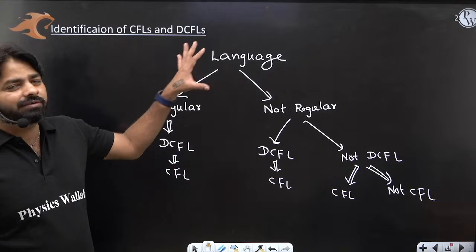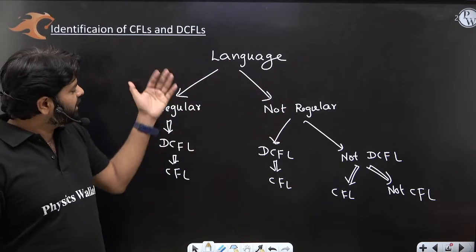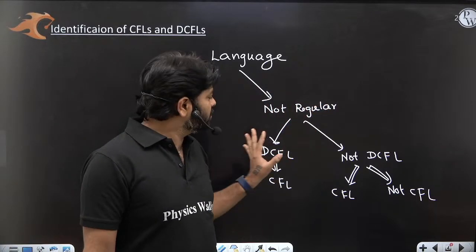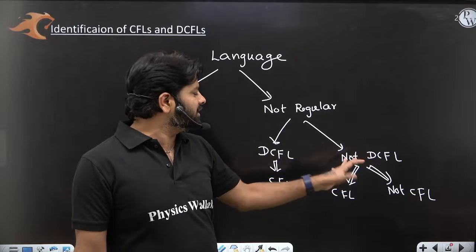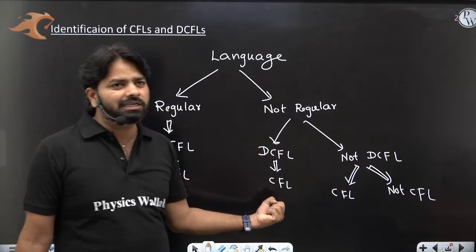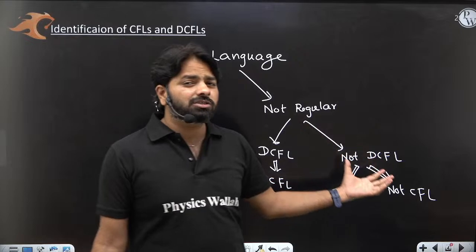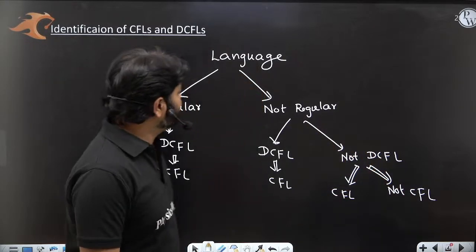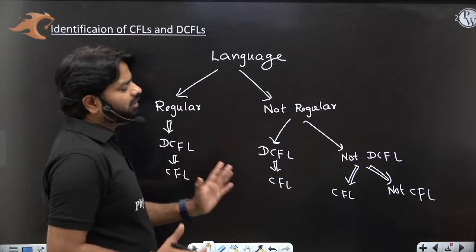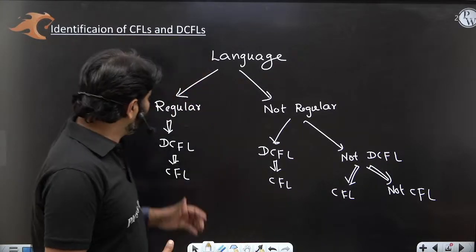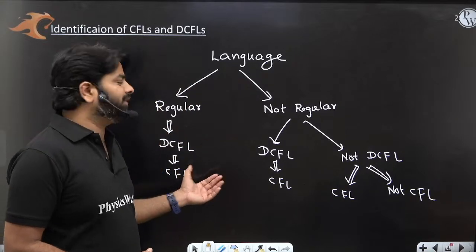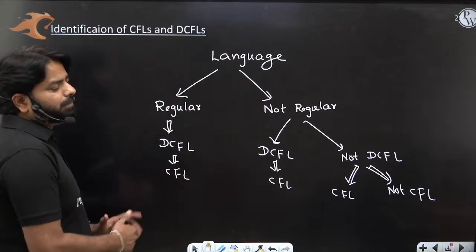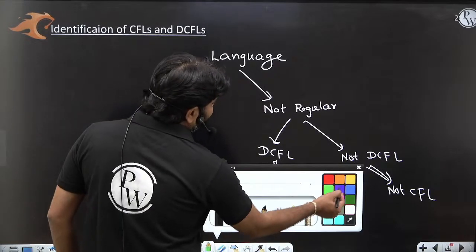Now we have the languages, some regular, some non-regular. Every regular is DCFL as well as CFL, but non-regulars are of two types again, DCFLs and not DCFLs. If the language is DCFL, then definitely CFL, don't worry about it. If the language is not DCFL, it may be CFL or it may be not CFL. For every type of language we have infinite examples, infinite here, infinite here, and everywhere we have infinite examples.